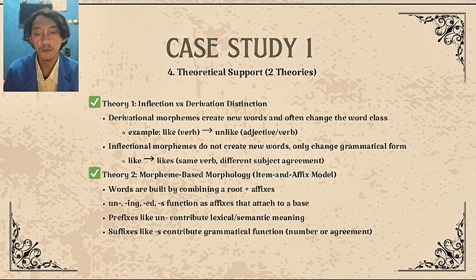Theory 2: morpheme-based morphology, item and affix model. Words are built by combining a root plus affixes. Un, ing, ed function as affixes that attach to a root, past.